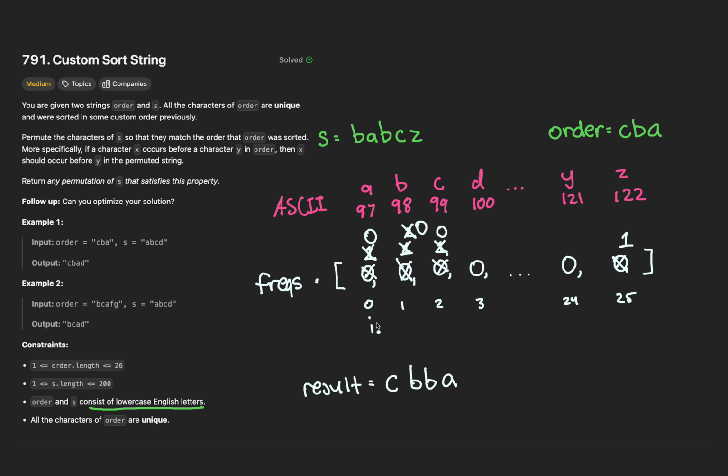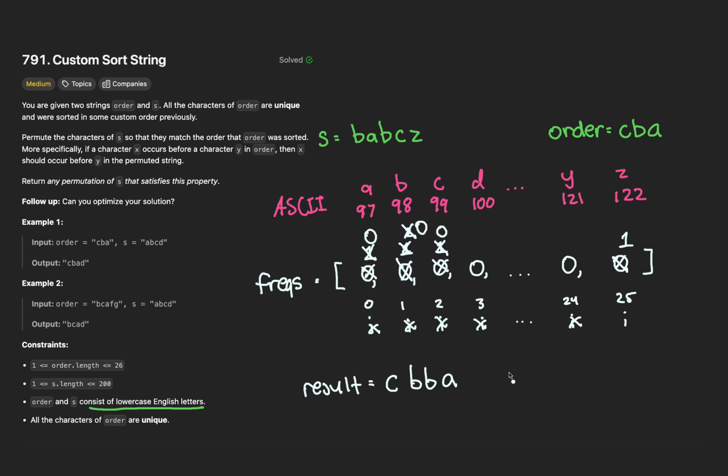Okay, so on the first iteration, we have an A, but we have none of it, so we simply move on. We don't have any B's either. We move on. No C's. And no D's. We keep going until we encounter index 24, which is a Y. We have none of that. So we move on to the last element where we have a leftover Z because the frequency is non-zero, it's 1. Let's append that to our result.